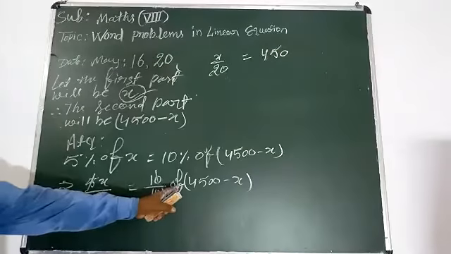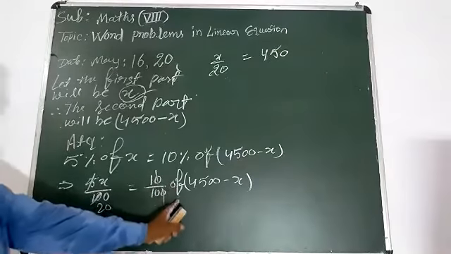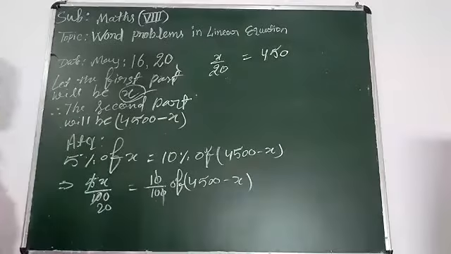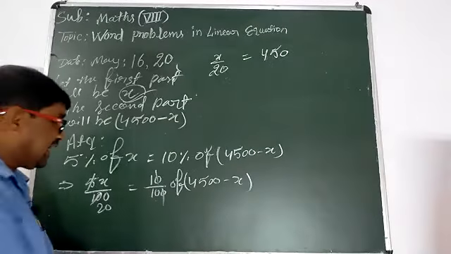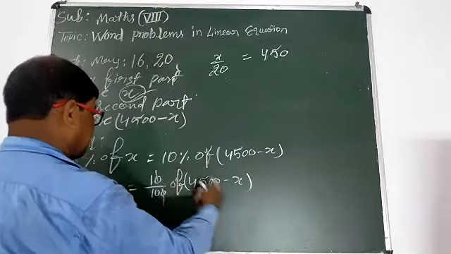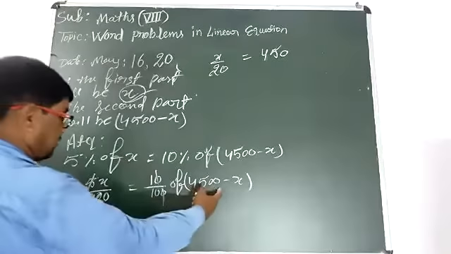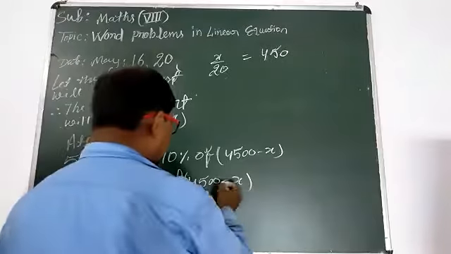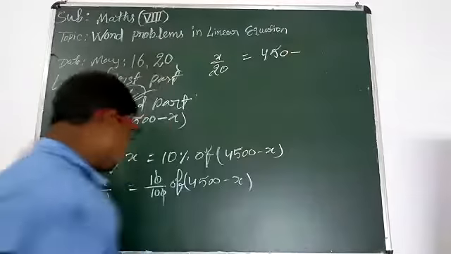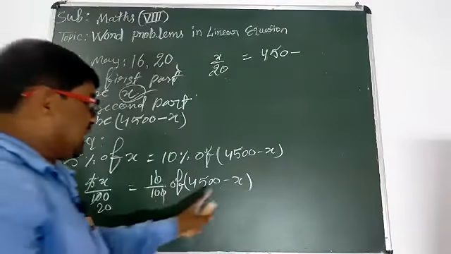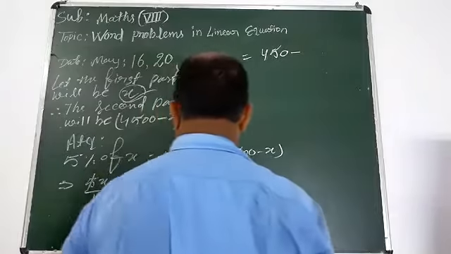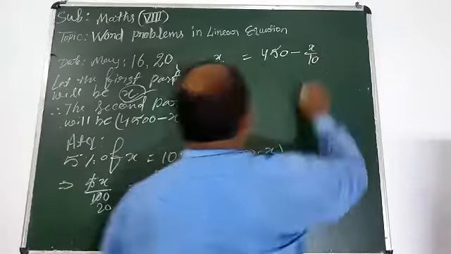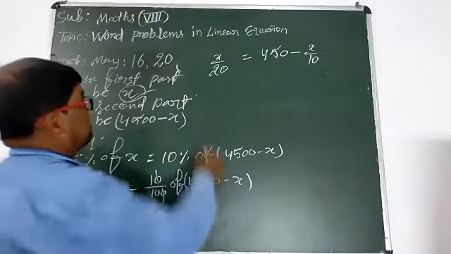How 450? 1 upon 10 multiplied, that means into 4500. So the 10s cancel. 450 multiplied by 1 equals 450. Now minus 1 upon 10, multiplied by x. So 1x, I mean x upon 10. X upon 10. Now simplify again.